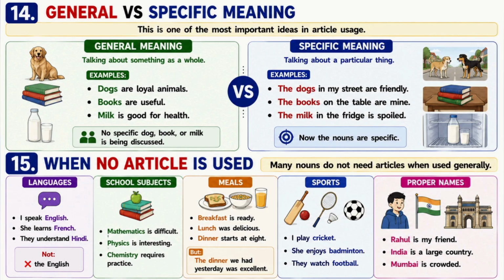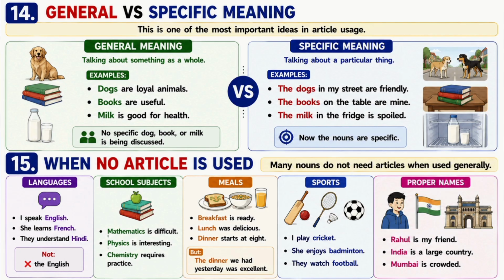Many nouns do not need articles when they are used generally. Languages: I speak English. She learns French. They understand Hindi. School subjects: Mathematics is difficult. Physics is interesting. Chemistry requires practice. Meals: Breakfast is ready. Lunch was delicious. Dinner starts at 8. But if you are talking about a particular meal, use the. For example, the dinner we had yesterday was excellent.